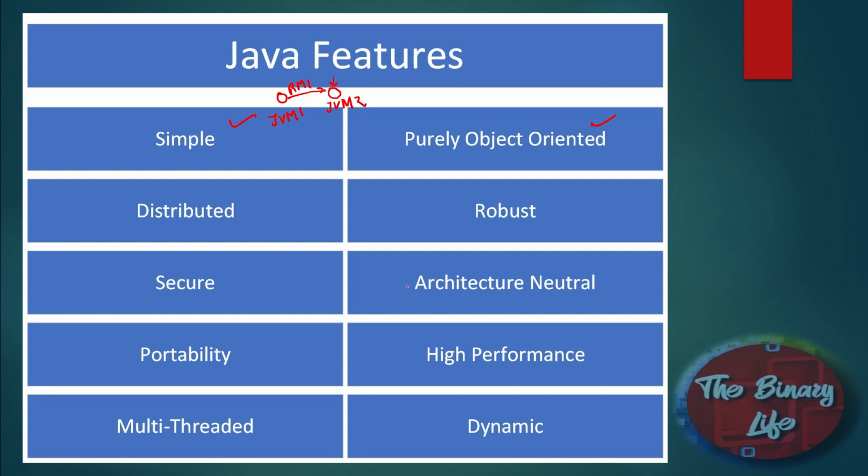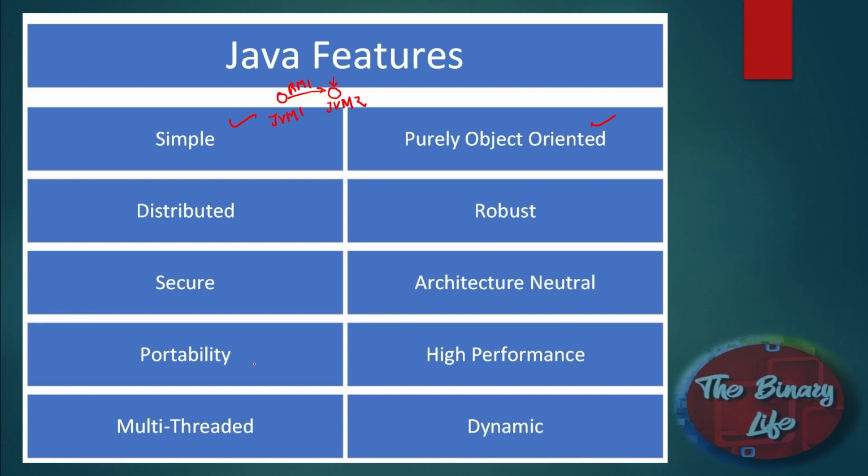Then coming to the next buzzword, architectural neutrality. We have already talked about this at length in one of our previous lectures, but just to jog our memories, JVM implementations are machine and operating system specific, but our class files or bytecode files are machine independent, which can be run by these machine specific JVMs. This is what makes Java achieve architecture neutrality.